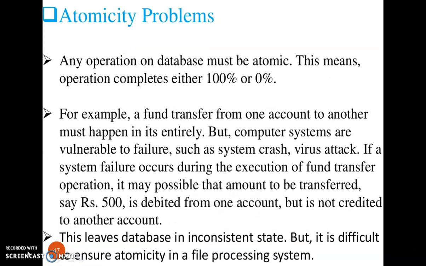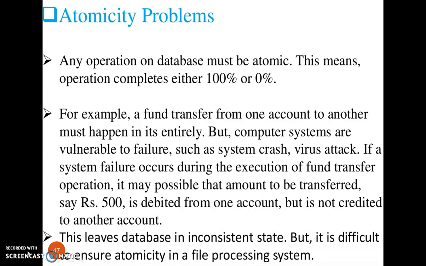Okay, atomicity problem. Any operation on a database must be atomic. This means an operation either completes 100% successfully or 0%. That is, it does not happen at all. For example, a fund transfer from one account to another must happen in its entirety.